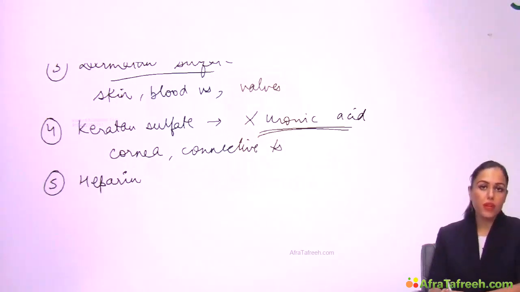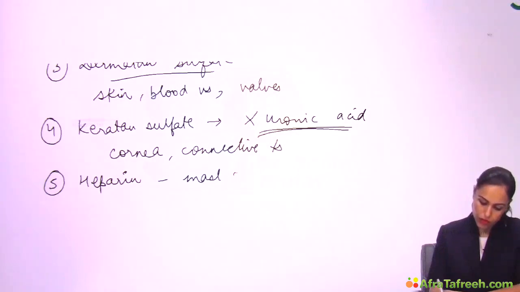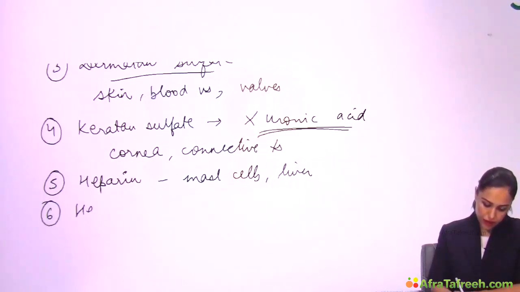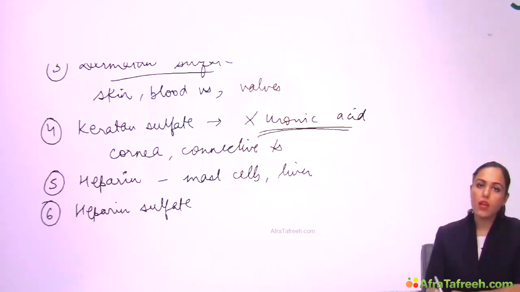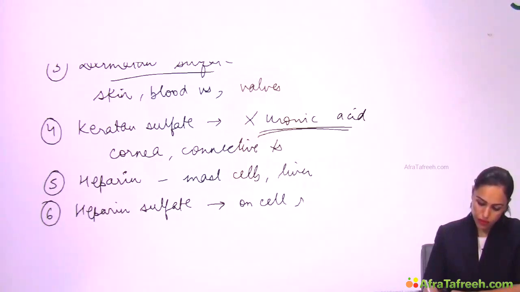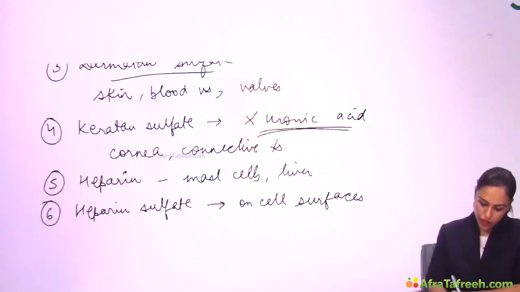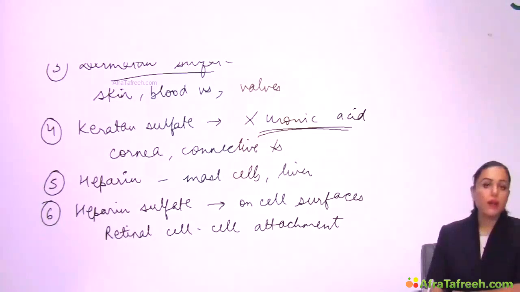Then the next one is heparin. Heparin has a role in anticoagulation, and it is released from mast cells and liver. And the last example of GAG here is heparan sulfate. Heparan sulfate is less sulfated than heparin, I already told you. And the location is, it is present on the cell surfaces. Location of heparan sulfate is very important. It is present on cell surfaces. Especially it has a role in retinal cell-cell attachment. Or if they ask you any cell-cell adhesion is caused by which GAG, then it is heparan sulfate, also with a role in retinal cell-cell attachment.